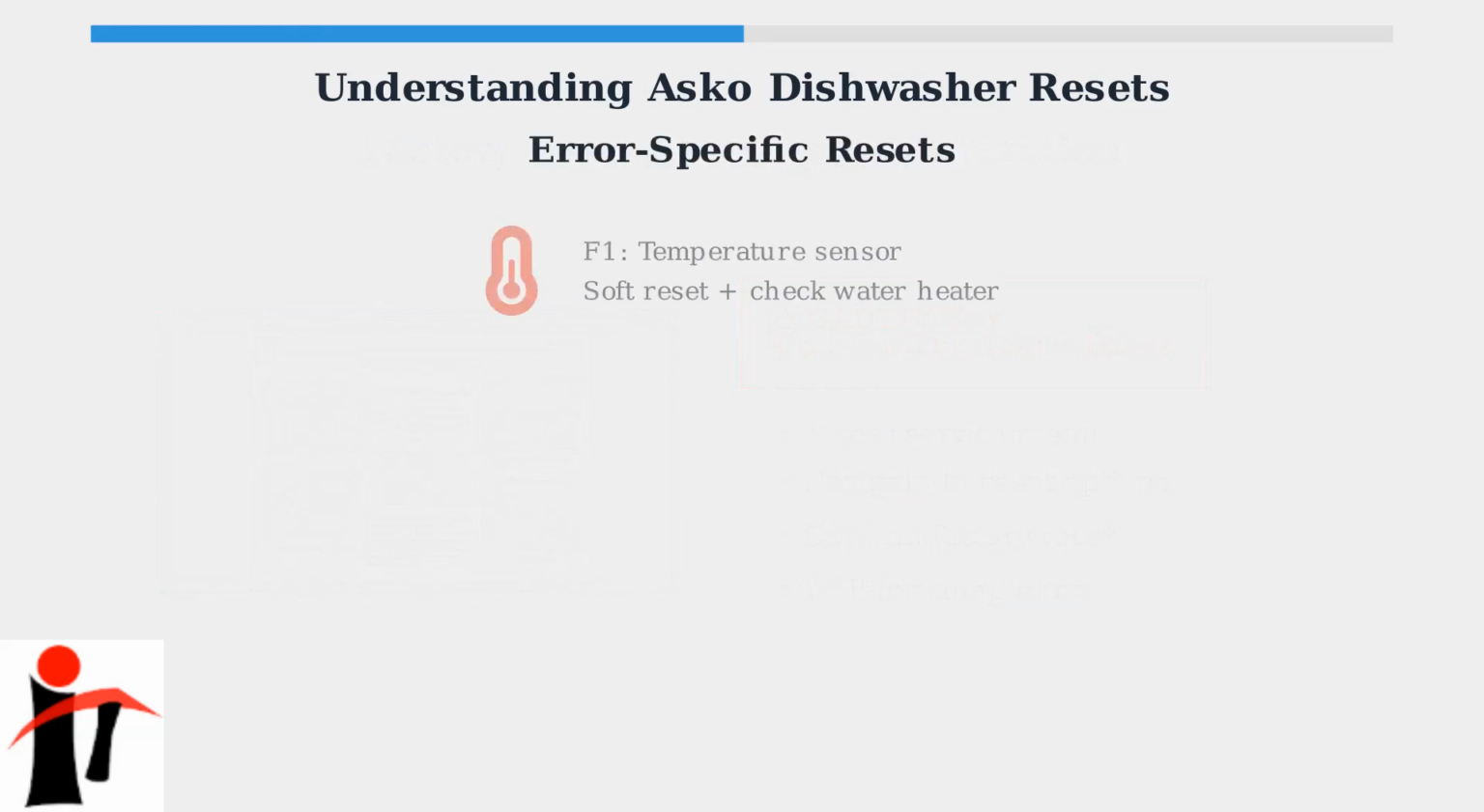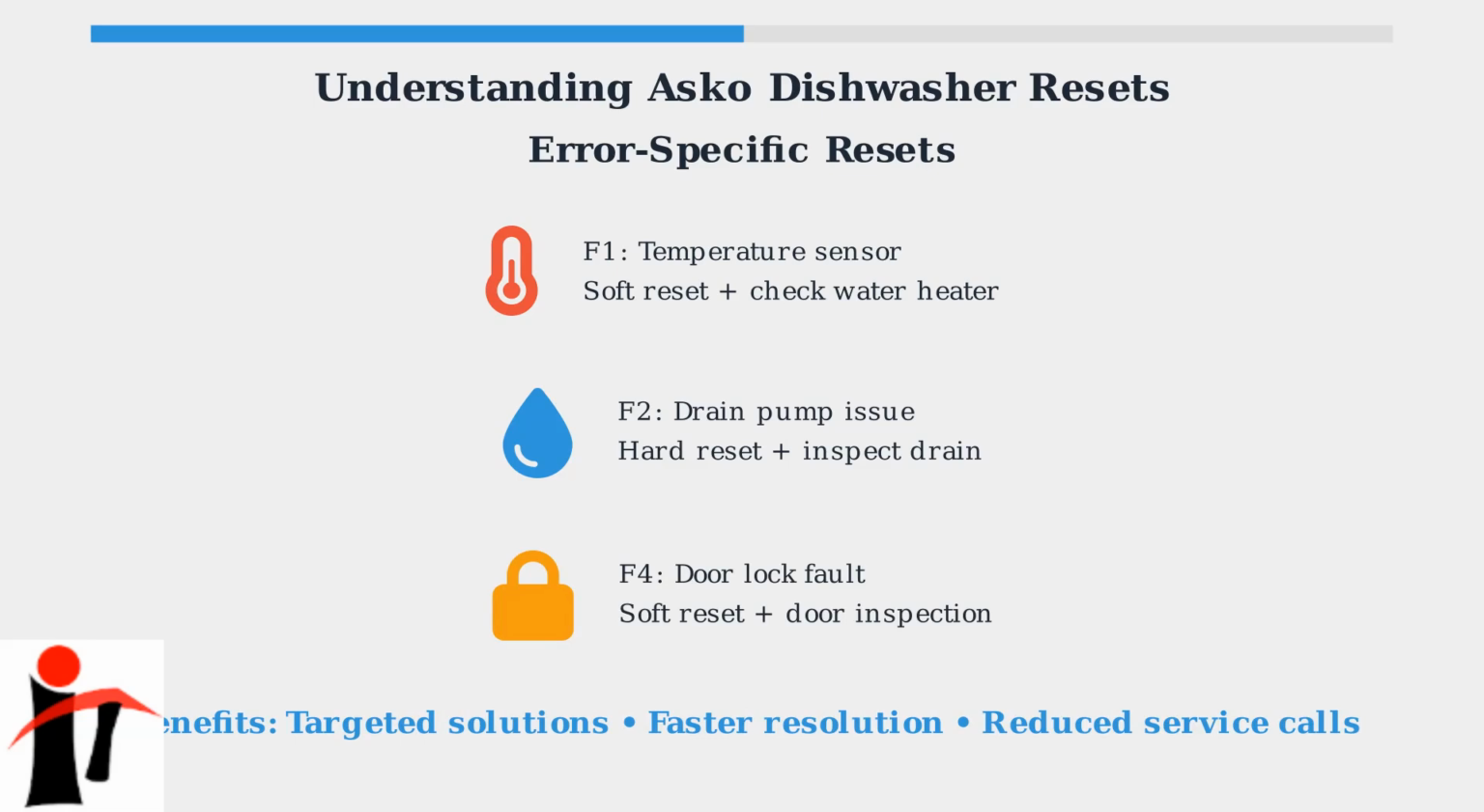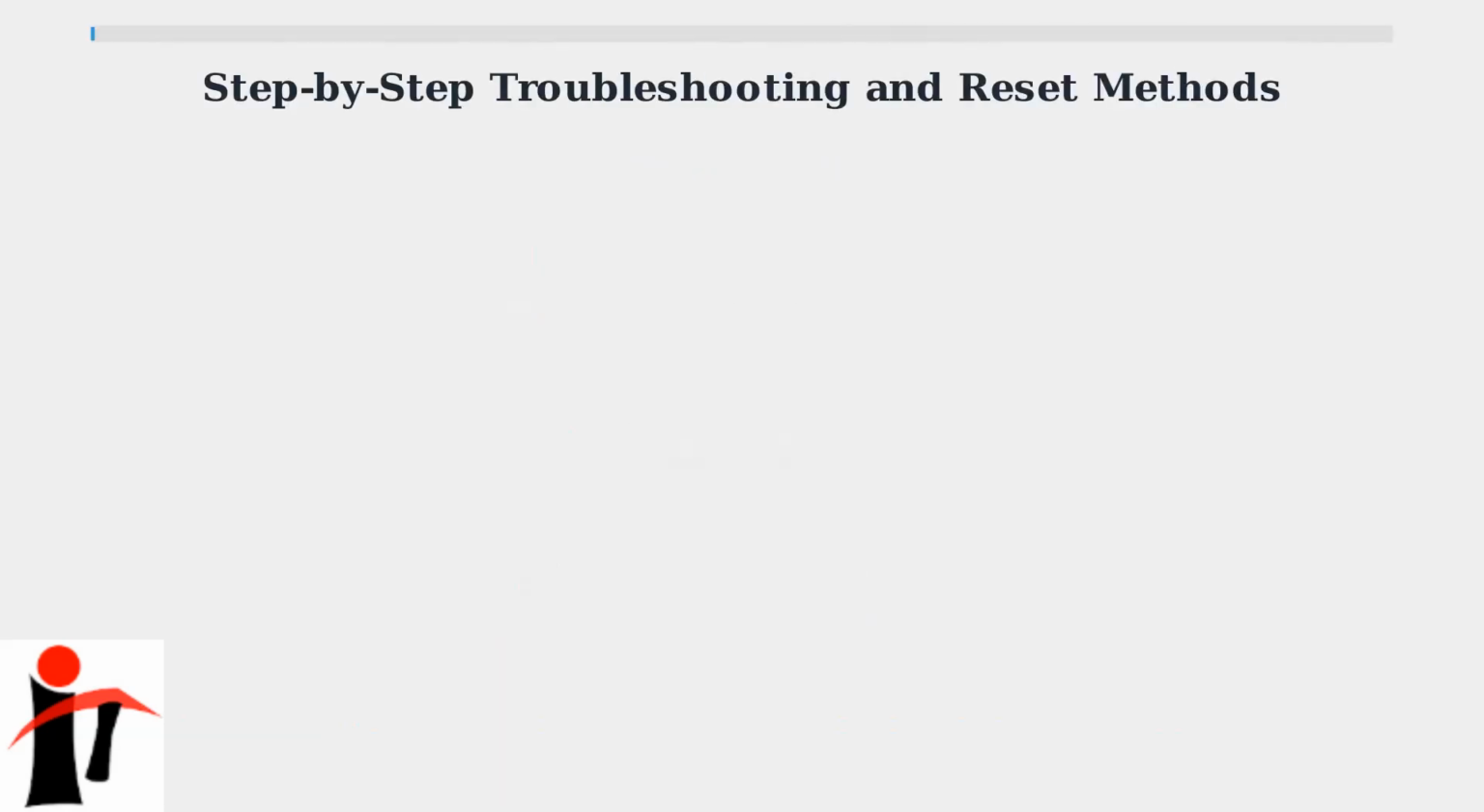Modern Asko models also feature error-specific resets. These are targeted procedures designed for common error codes that appear on your control panel, making troubleshooting more precise and effective. When your Asko dishwasher displays an error code, the specific reset method you need depends entirely on the type of error you're encountering. First, identify the error code displayed on your dishwasher. Different codes require different approaches, and using the wrong reset method can waste time or potentially cause additional issues.